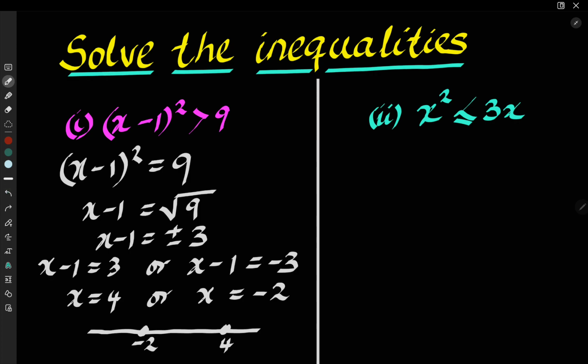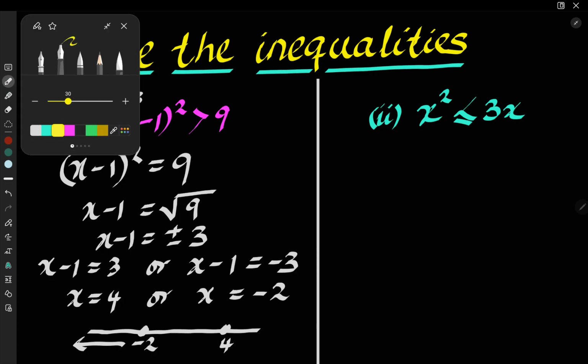Now, for this first segment here, you just look for a number that is less than negative 2. We can just take negative 3. If we take negative 3, we put it back into this expression here. So negative 3 for x, minus 1, we get negative 4, and negative 4 squared is 16. Is it true that 16 is greater than 9? Yes, it is true. Then you just put a tick right there.